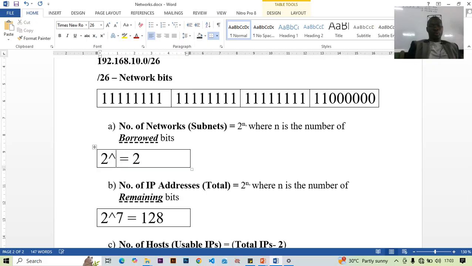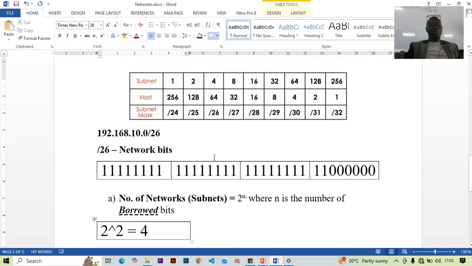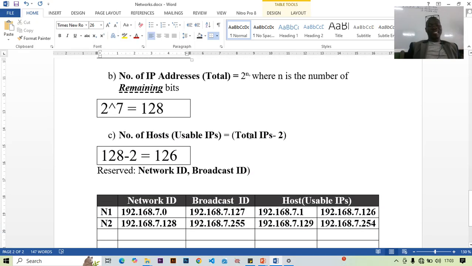So by borrowing 2 bits, we have 2 to the power 2, which will give us 4 subnets. So now this is the number of networks or subnets that can be created in this given network. It agrees with what we have here in our reference table, whereby /26 will give us how many networks? 4 of them. So we expect to have 4 networks.